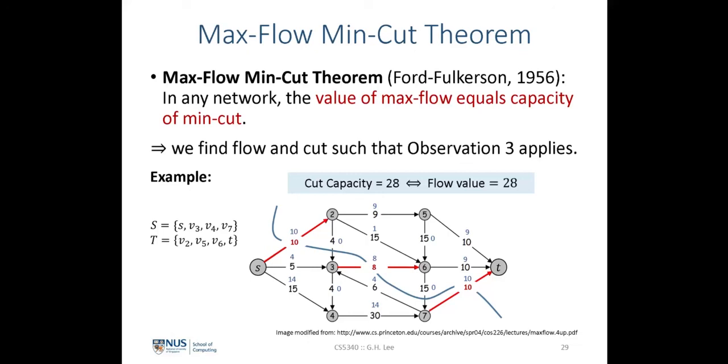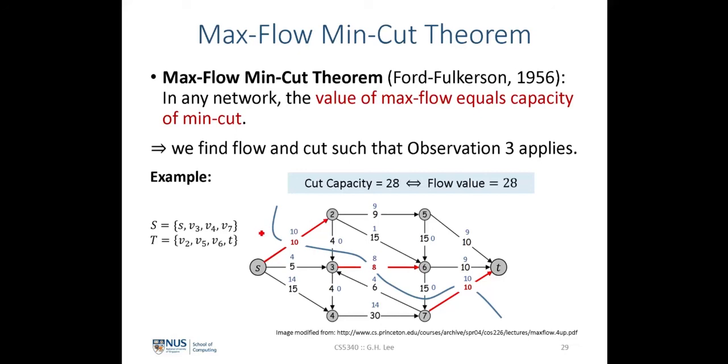And this is summarized in the max flow min cut theorem, otherwise known as the Ford-Fulkerson algorithm in 1956, where it states that in any network, the value of the max flow simply equals the capacity of the min cut. This is what we have already seen from observation 3. And here's an example where, after applying the augmenting path algorithm, we find that this is the maximum flow that can be sent from the source to the sink of this particular graph.